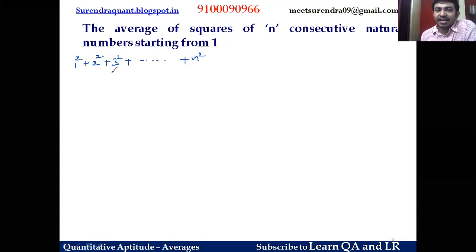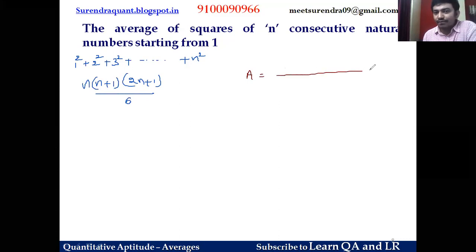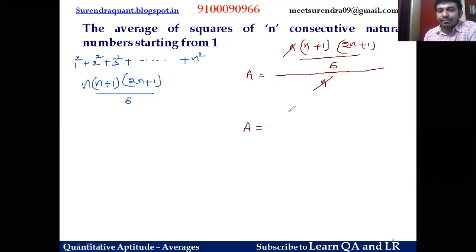What is the sum of squares of n natural numbers? n into n plus 1 into 2n plus 1 by 6. This is the sum, right? Then what is the definition of average? Average definition is sum of all the terms by number of terms. The number of terms are n only, 1 to n numbers are there. Now what is the sum? This is n into n plus 1 into 2n plus 1 by 6. Friends, here n gets cancelled, then average equals n plus 1 into 2n plus 1 by 6. So this is the average for the sum of squares of n natural numbers.